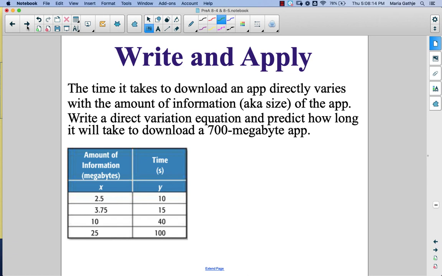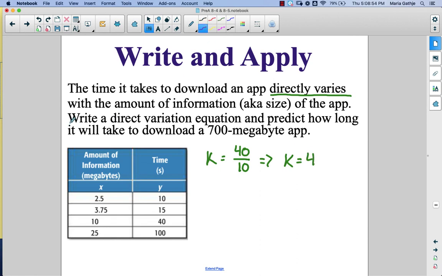So it says the time it takes to download an app directly varies with the amount of information, aka the size of the app. It tells you it's direct variation. You can also double check that by dividing any of these values. 10 divided by 2.5, 15 divided by 3.75, 40 divided by 10, 100 divided by 25. When you do all of that dividing, I'm just going to pick one with whole numbers because I like those the best. So I'm going to say 40 divided by 10. All of those are going to divide to give you k is equal to 4.